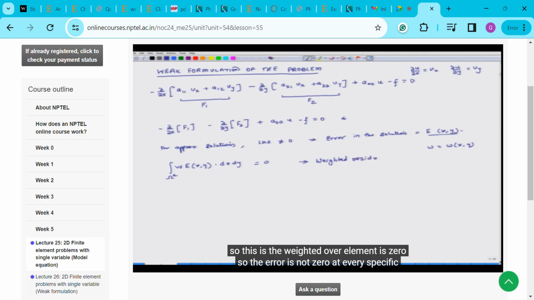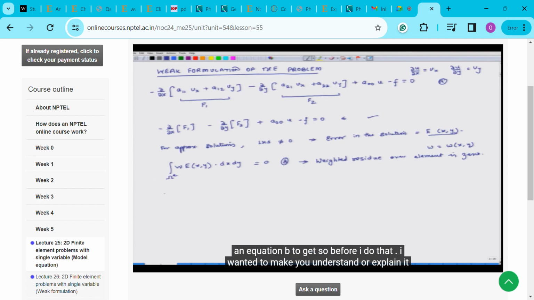So the predicted entry is 0. The error is not 0 at every specific point, but the weighted residue over the entire element is 0. So in a sense, the error is 0 in an integral sense over the entire element.